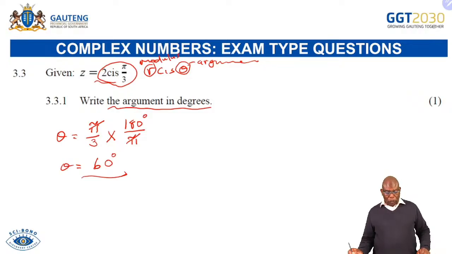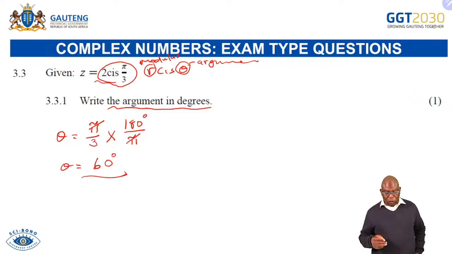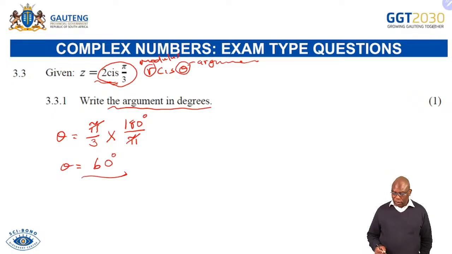Okay? So if they want me to write down the argument in degrees, that's what they want. If they wanted me to write it in the form a plus bi, then what will I do? I'm going to put this one in polar form, and then from there I'm able to write it in degrees. Right.